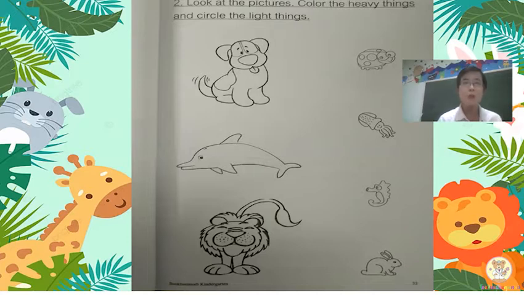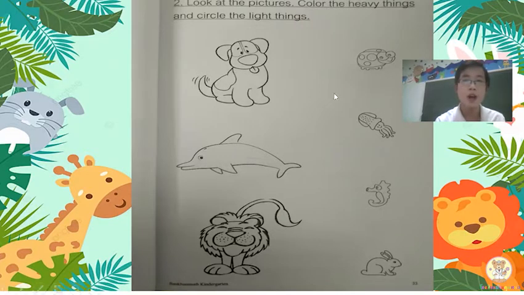Right? So I want you to take a look at this picture, a dog. I want to ask you a question. For this picture, do you need to color it or do you need to circle the dog? You need to color it or you need to circle it.